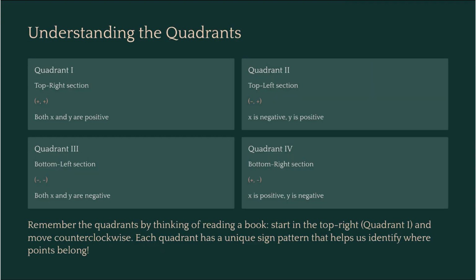The axes split the plane into four sections called quadrants. Quadrant 1 is the top right, where both x and y are positive. Quadrant 2 is top left, where x is negative and y is positive. Quadrant 3 is the bottom left, where both x and y are negative. And finally, quadrant 4 is bottom right, where x is positive and y is negative. Always remember this sign pattern. It tells you exactly where a point belongs.